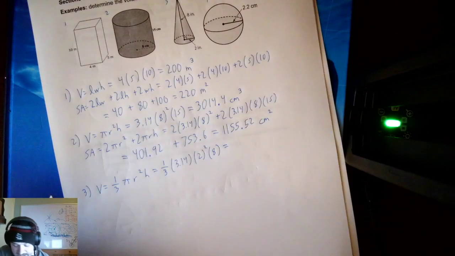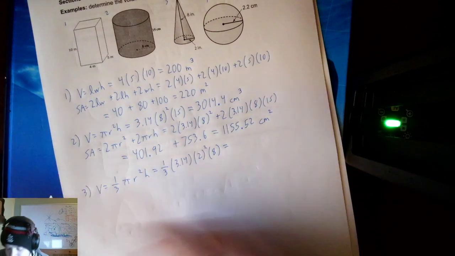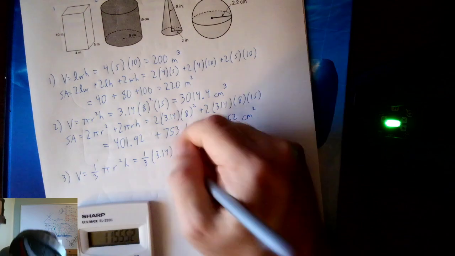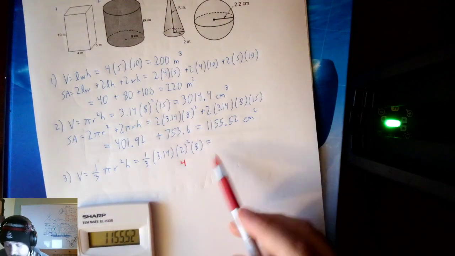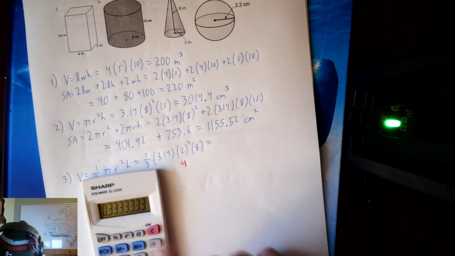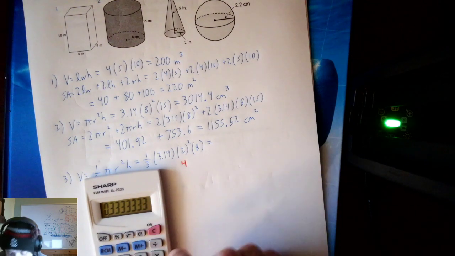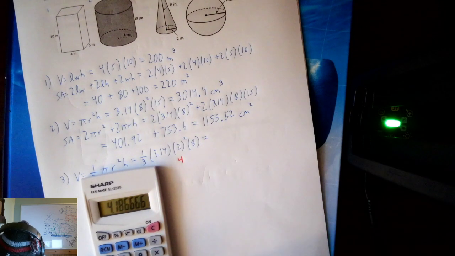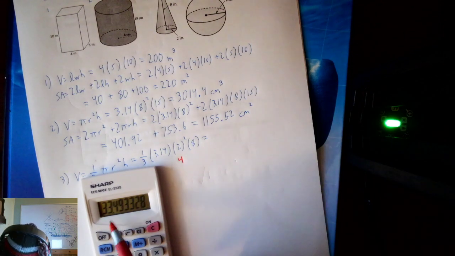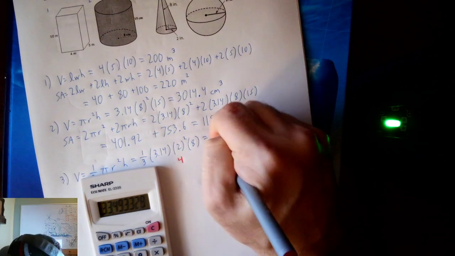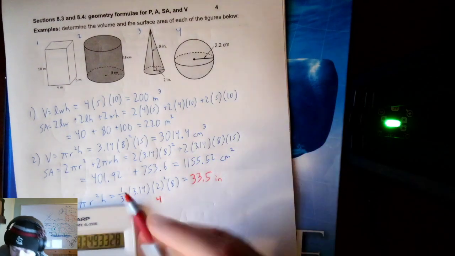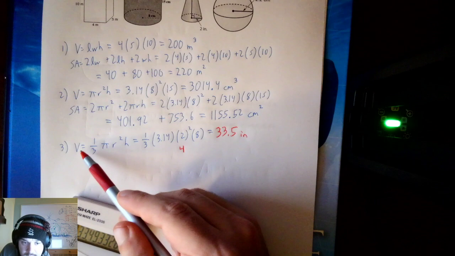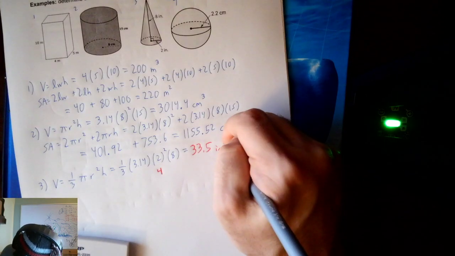Well, let's see here. What's 2 squared? It's 4, right? I want to put a little 4 under here because I just need to multiply, right? I need to do 1/3, which is 0.333333333, right? Times pi times 4 times 8. Gives me 33.5, right? We're going to round. 33.5. This was in inches. And I'm measuring a volume. So it'll be inches cubed.